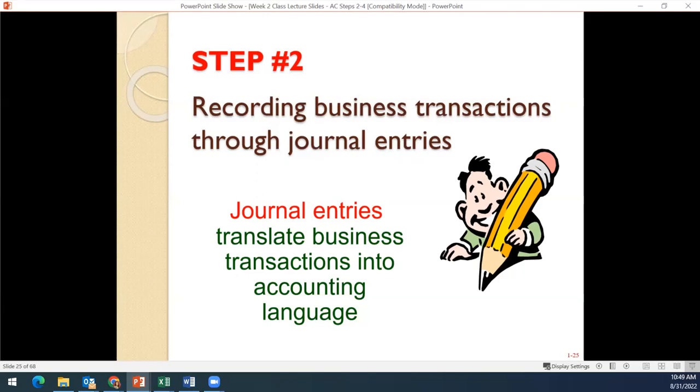Journal entries are how we translate business transactions into the accounting language. It's just a translation. When we're recording things, it's not very efficient to record everything as a sentence: the company provided consulting services for a customer and received $500 in return. That's a long sentence, and it's just not the most efficient way to record it into the accounting system. So we have a different way that is much more efficient and helps us to gather information easily.